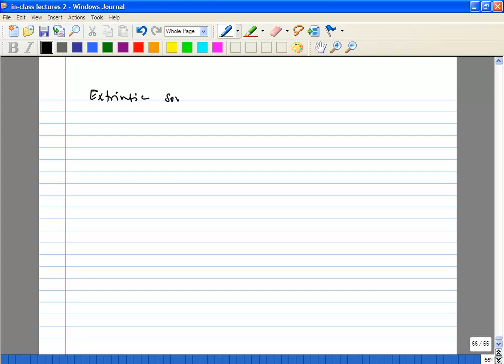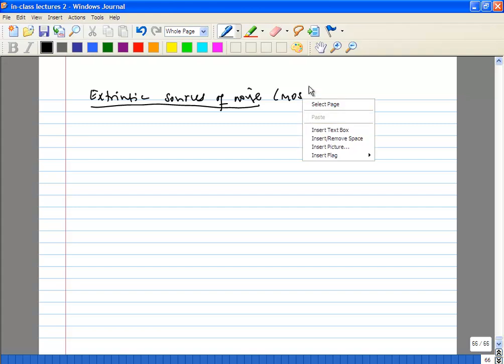So, extrinsic sources of noise. We looked at MOSFET drain thermal noise, MOSFET gate noise and so on. We looked at the resistor noise. So those are the three different things which usually affect your noise performance. Okay, there are other things. So in this case we are talking about the MOSFET.